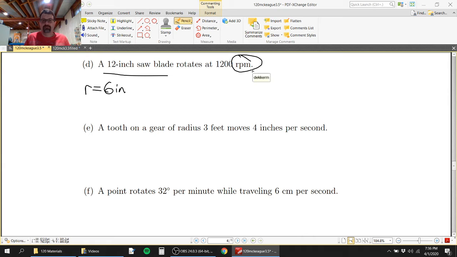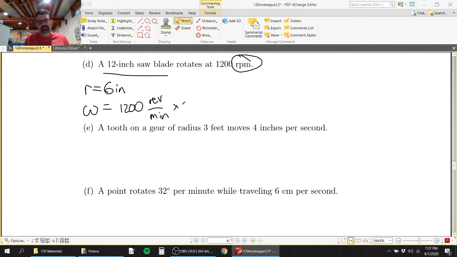RPM, revolutions per minute. Right? This is not a linear velocity, not miles per hour or meters per second. Revolutions, so we're talking about how fast something's rotating. So that's omega, 1200 revolutions per minute.